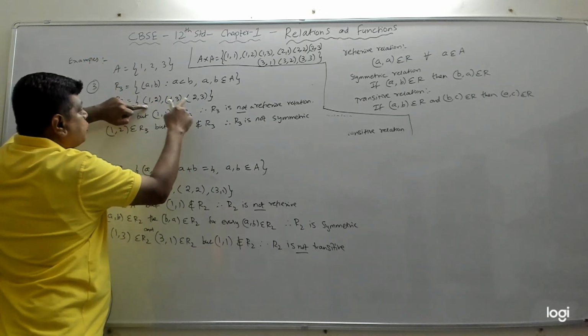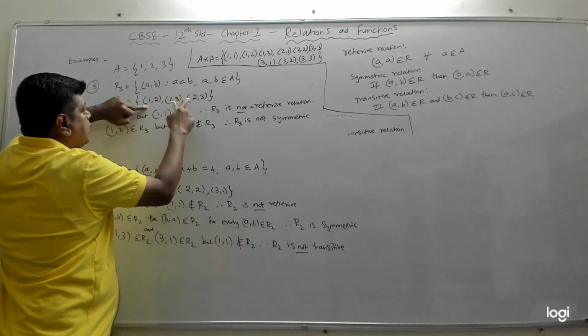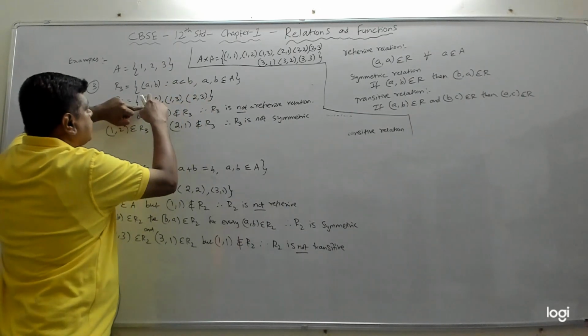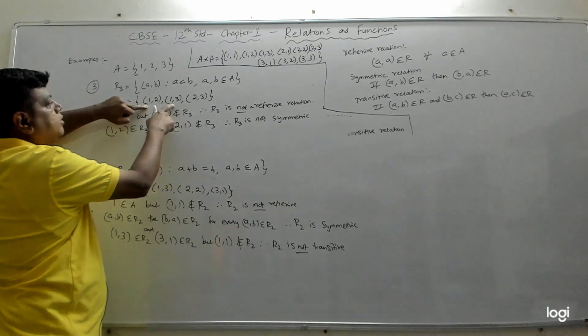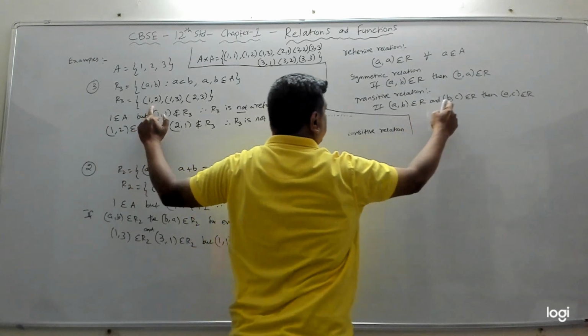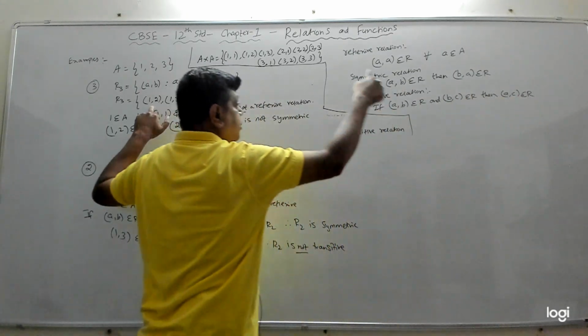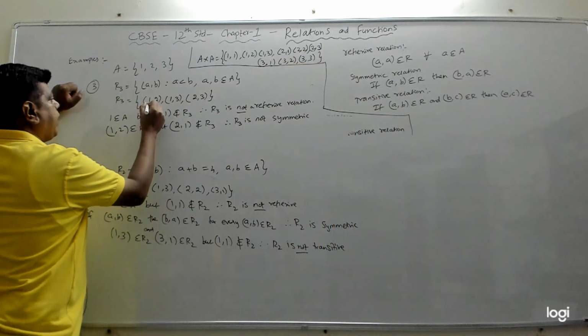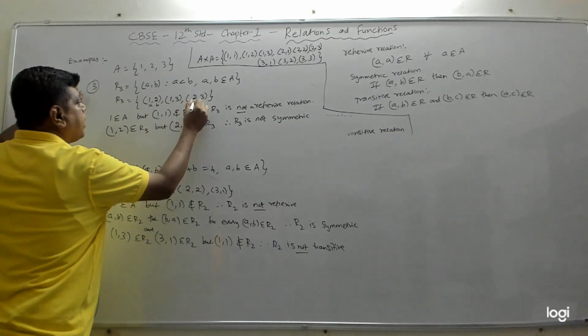Then 2 comma 3. So A comma B, B comma C, then A comma C should be there, which is 1 comma 3, and it is there. So if I take these two elements, it is in this form: A comma B belonging to R, B comma C belonging to R. Then I have to check whether A comma C belongs to R. So this is your A, this is your B. This is your A, this is your B.